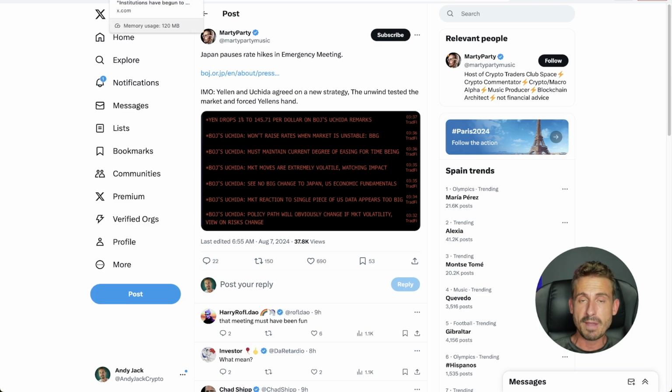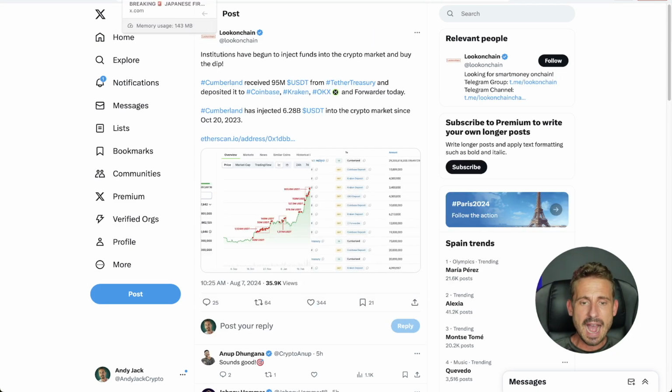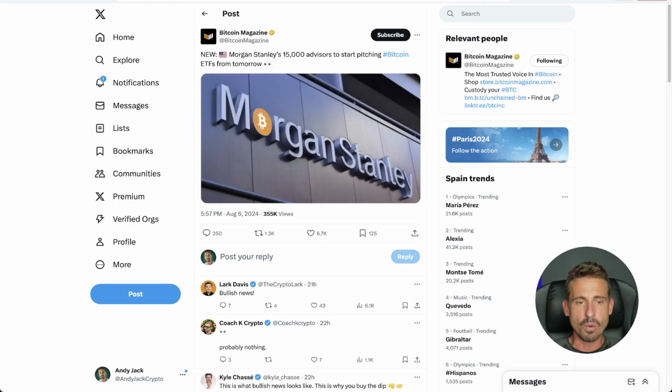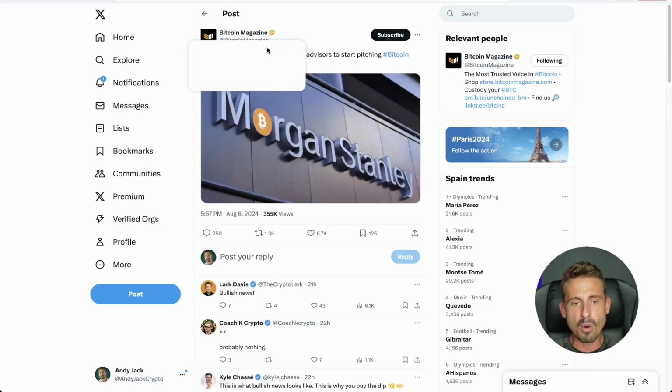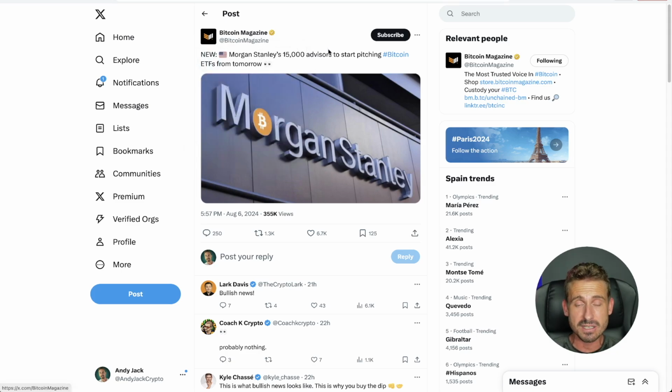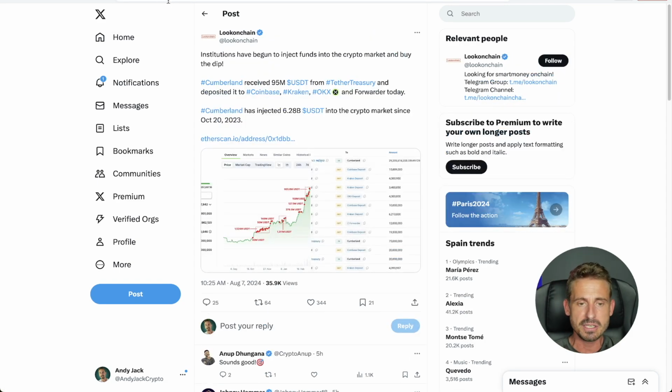We do know also the Federal Reserve possibly going to cut rates before September. And we do know that the money printer has been going on as well. Okay. We also have Japanese firm Metaplanet announcing a raise of 10 billion yen to purchase more Bitcoin. We do also have Morgan Stanley's 15,000 advisors to start pitching Bitcoin ETFs from tomorrow. Very, very bullish midterm.